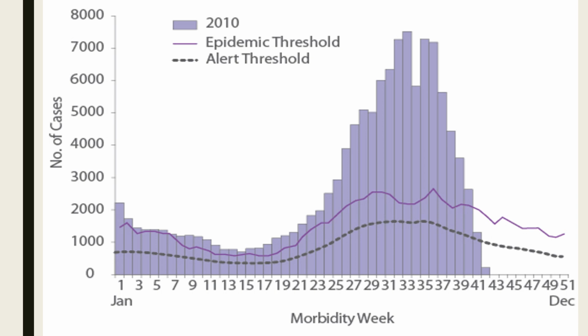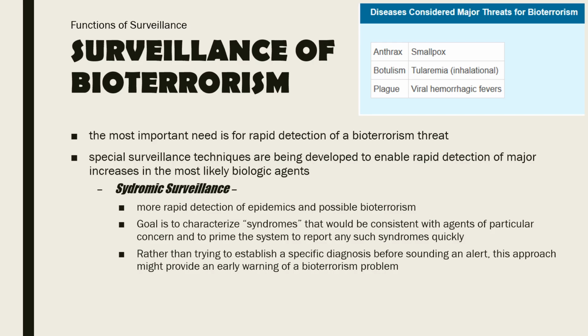So you would see that there's an epidemic threshold, an alert threshold, with the morbidity cases presented usually. The most important need is for rapid detection of a bioterrorism threat. Special surveillance techniques are being developed to enable rapid detection of major increases in the most likely biologic agents. More rapid detection of epidemics and possible bioterrorism.